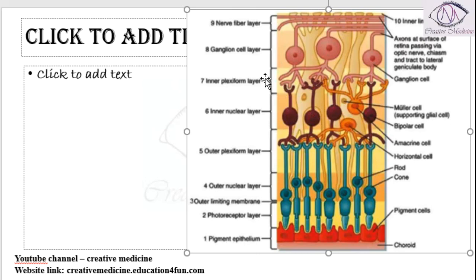Then we have the inner plexiform layer, which contains the synapses of these with ganglion cells. Then we have the ganglion cell layer, which contains the ganglion cell nuclei, and finally we have the nerve fiber layer and the internal limiting membrane.